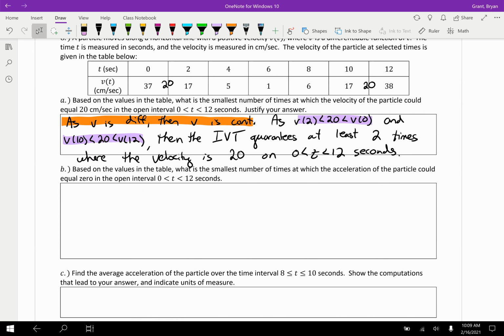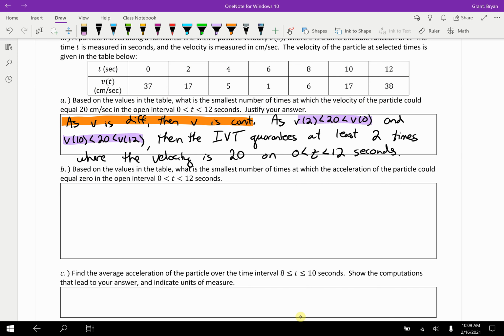Alright, based on the values in the table, what is the smallest number of times at which the acceleration could be 0? Well, now we have velocity. They're asking us about acceleration, which to me is a derivative. The only way we guarantee derivatives if you don't have an equation is through the MVT, and the MVT asks us to take derivatives. So if I'm looking to find 0, then I want to look up here and see, are there any guaranteed endpoints in the table where the MVT would give us an answer of 0.